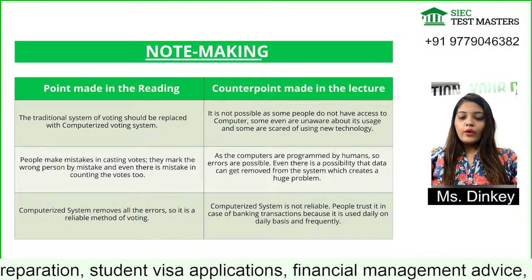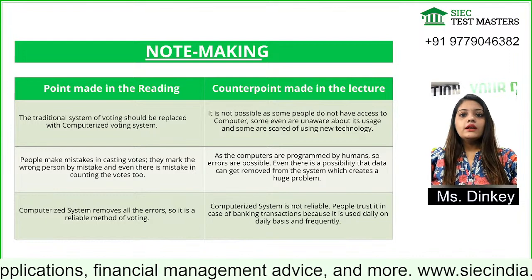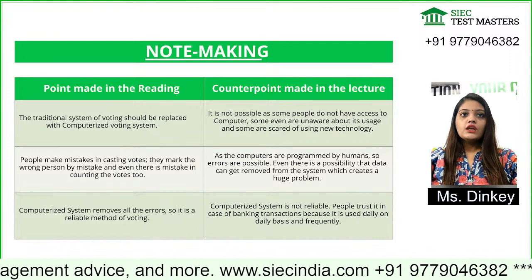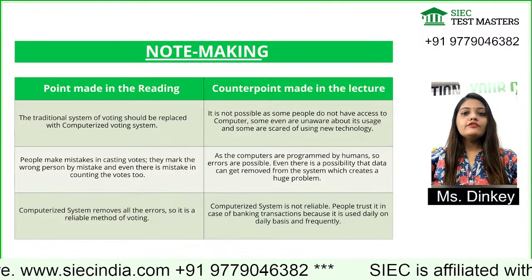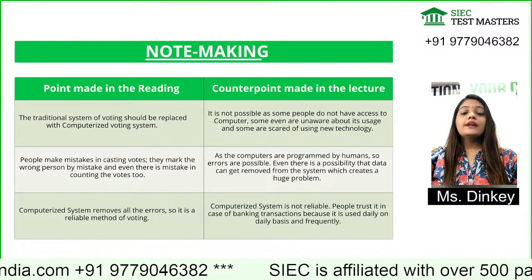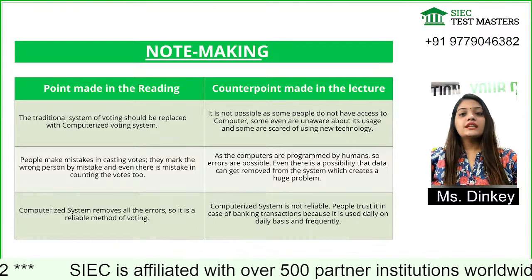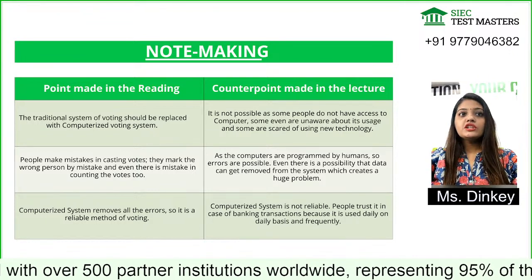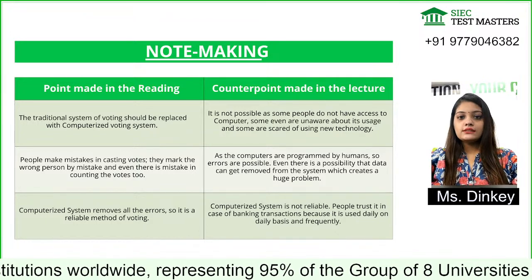What we need to do is make a proper table by comparing the reading passage and our lecture. We need to write one point of the reading passage, and in front of that, we need to write the contrasting point, or the point in favor of it, from the lecture. Suppose in the reading passage, it is written that the traditional system of voting should be replaced with the computerized voting system.